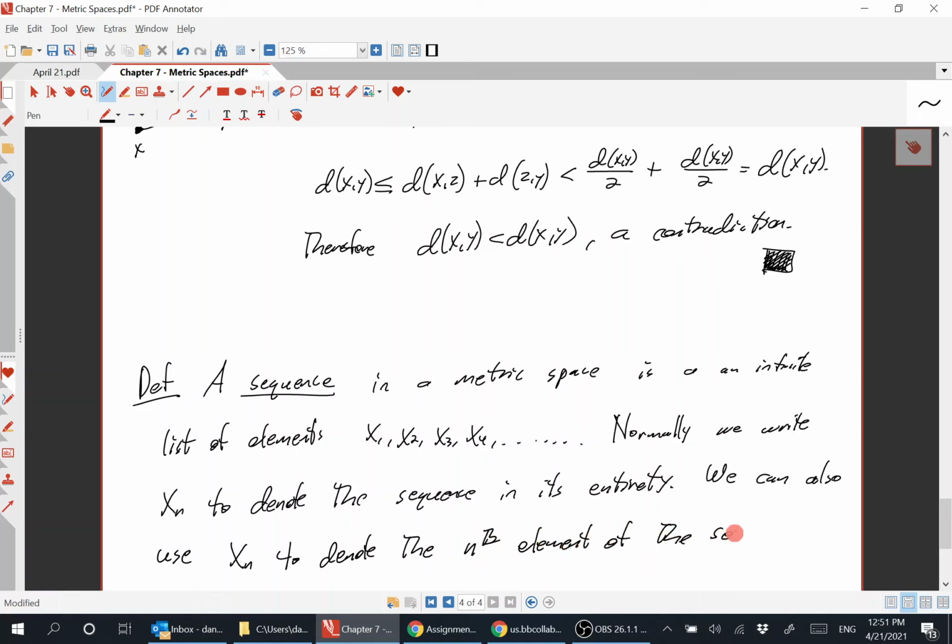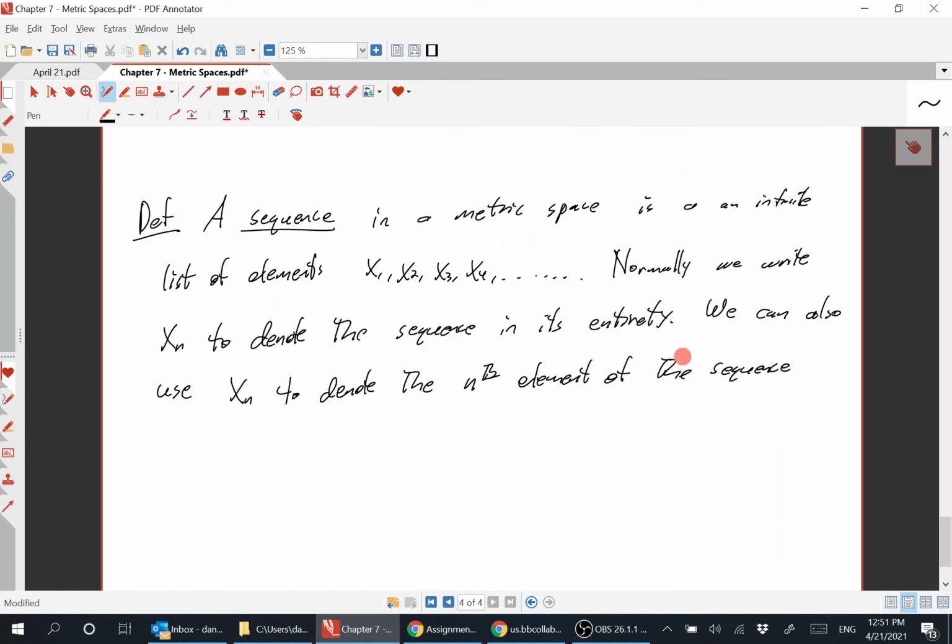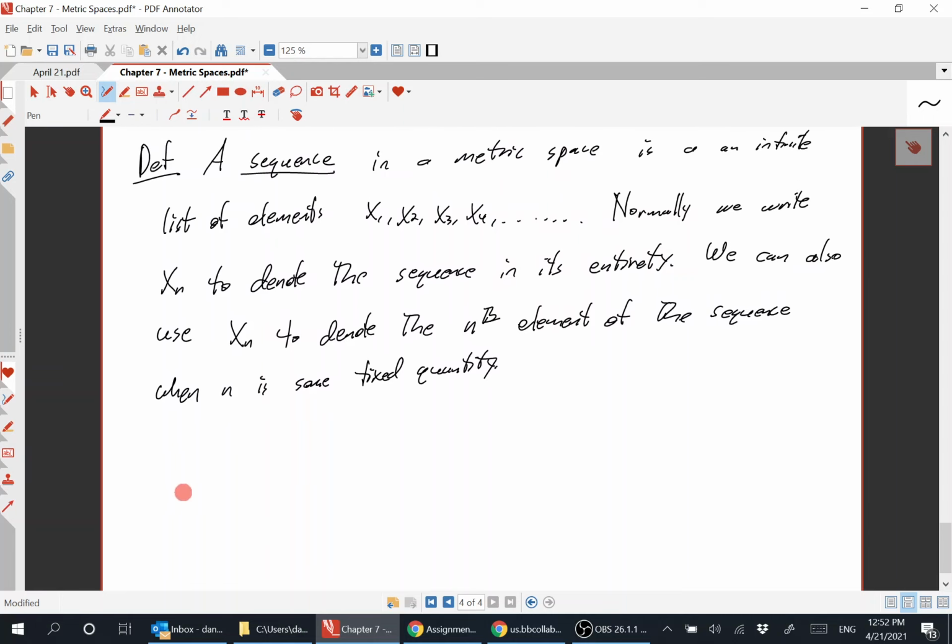of the sequence. So we use xn to denote the whole list, all the elements of the sequence at one time. But you can also use xn or some other subscript to denote the nth element of the sequence when n is some fixed quantity. So n can be variable or n can be fixed, fixed but unknown. Okay, so that's a sequence.